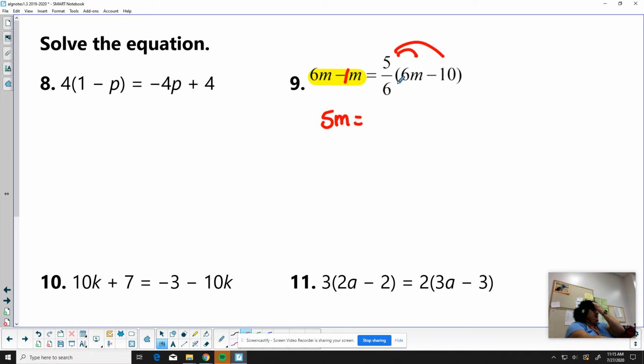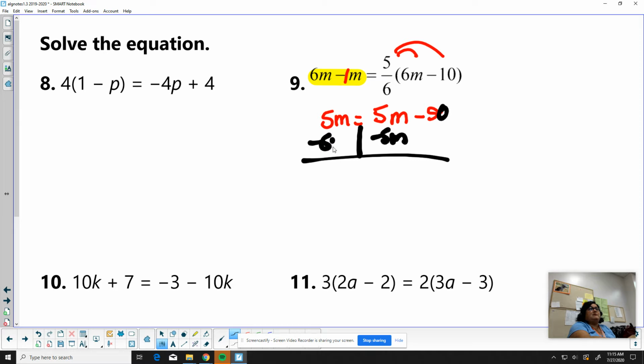So 6 times 6m, we'll see 5 times 6 is 30, and 30 divided by 6 is 5. And then 5 times negative 10 is negative 50. Whoops, let's fix that. There we go. All right, now because there's only one constant, I'm going to subtract this 5m to this side. And those cancel, which is 0. And that's negative 50 because those canceled. This is no solution.